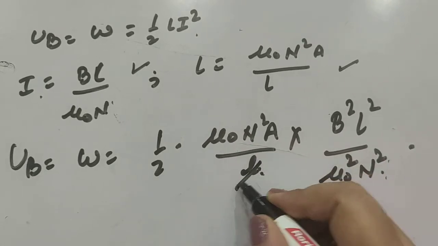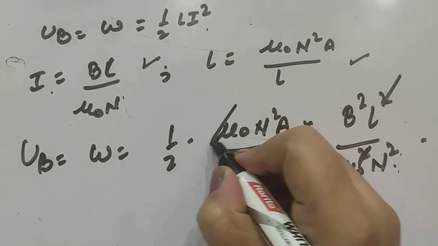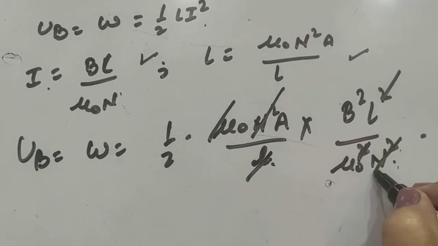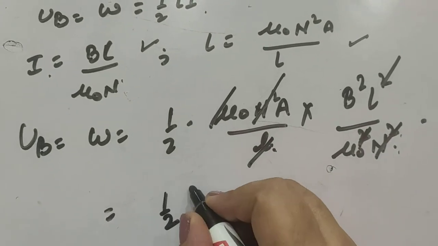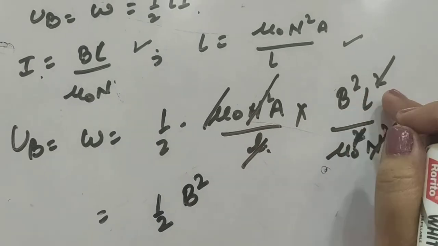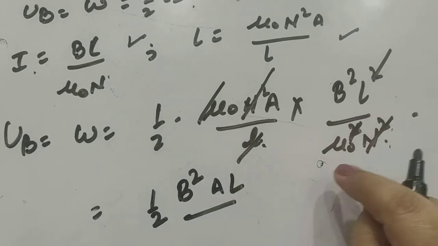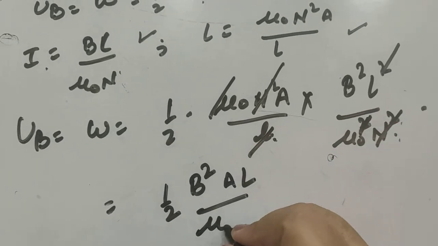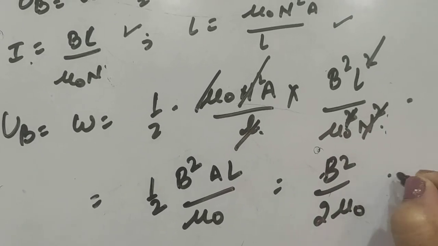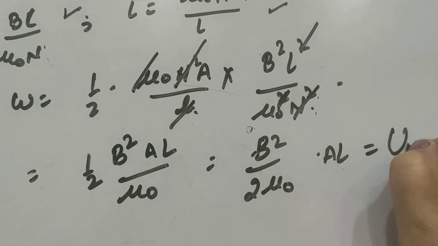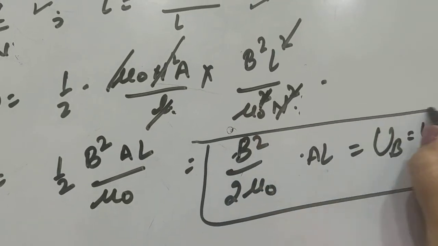So from here l is cancelled out with l, one mu naught is cancelled out with this mu naught, this N square is cancelled out with this. So we are left with 1 by 2, this is B square and this is one l and this is A. So this is A l upon one mu naught is left. So that is B square by 2 mu naught into A l is equal to energy stored or amount of work done in case of a solenoid.